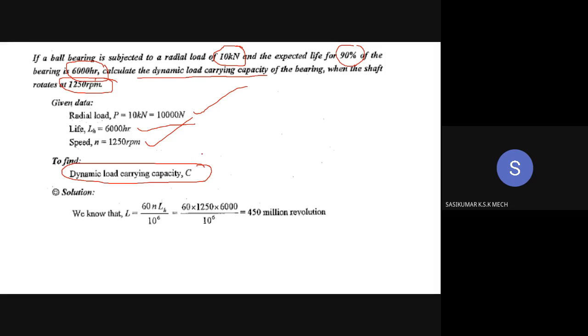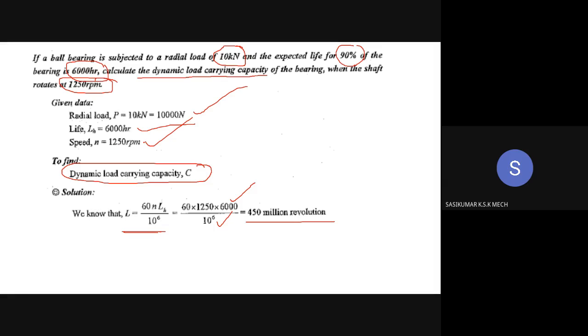Okay, and we know that from the previous relation, the life of the bearing in million revolutions is this one. So 60, speed is 1250 rpm, life in hours is 6000. So 10 to the power 6 is for converting into million revolutions. So this is the life of the bearing in terms of million revolutions.